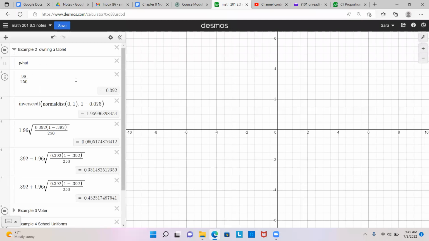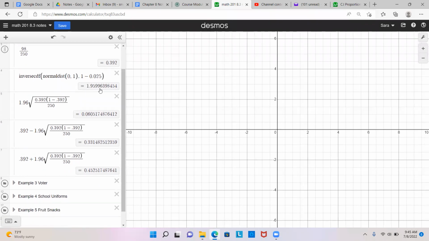Click on that. So the p hat is verified 0.392. And then there is a verification using the inverse CDF right here. We can see our critical z value. And then our error bound margin is right here. So that's 0.0605. And then we took our p hat and subtracted our error bound margin and added it. And there is our confidence level. So our lower bound is 0.33.